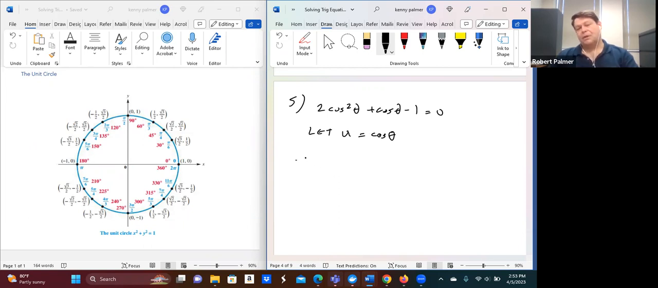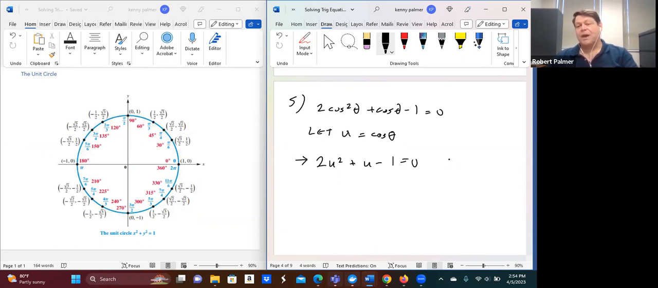Okay. And so that's going to give me 2 cosine squared, that's u squared, plus cosine theta is u, minus 1 is equal to 0. Okay. Now, why is this valuable? Well, now I have a quadratic equation. It's more clear. You kind of see it here. As you practice this, you kind of skip this step, but this is useful.